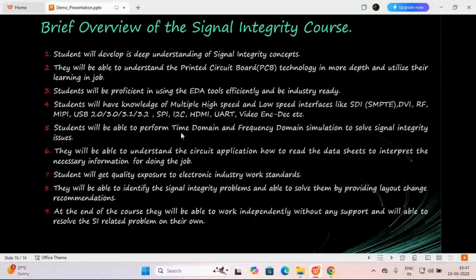So I will be teaching you to understand the circuit application, which is also given in the data sheet: how you can place this component, and what other components you require to use this component. That is what it shows in a circuit application. The student will get quality exposure to electronics industry work standards. As I am from the electronics industry, I will give you exposure to the work standards which we follow, and the different types of work standards we have to follow.